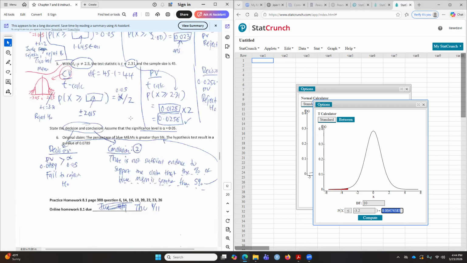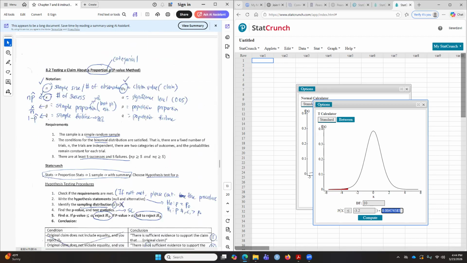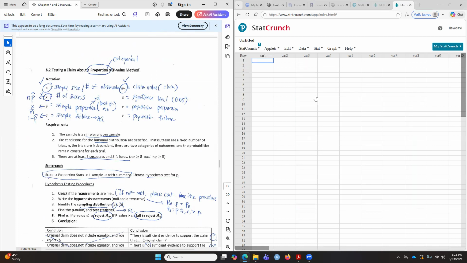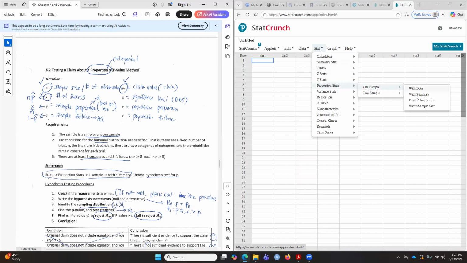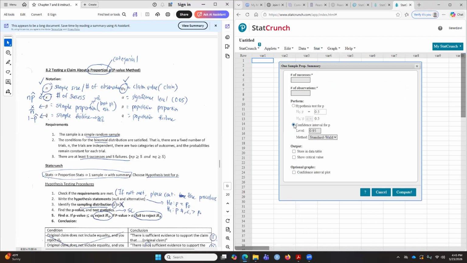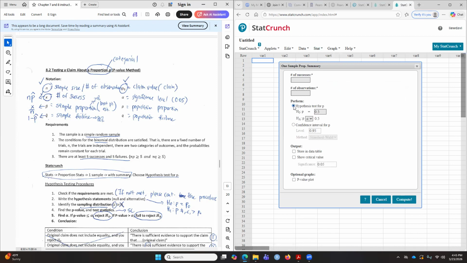The next StatCrunch topic that we'll be talking about is performing a hypothesis test. Usually the question will give us a bunch of information on how to test a population proportion. How do you find the p-value and the test statistic? You have to use StatCrunch. For StatCrunch, you go under Stat, Proportion Stat, One Sample, with Summary. This is exactly what we did in 7.1, where you click on the confidence interval, but this time you will be performing a hypothesis test.